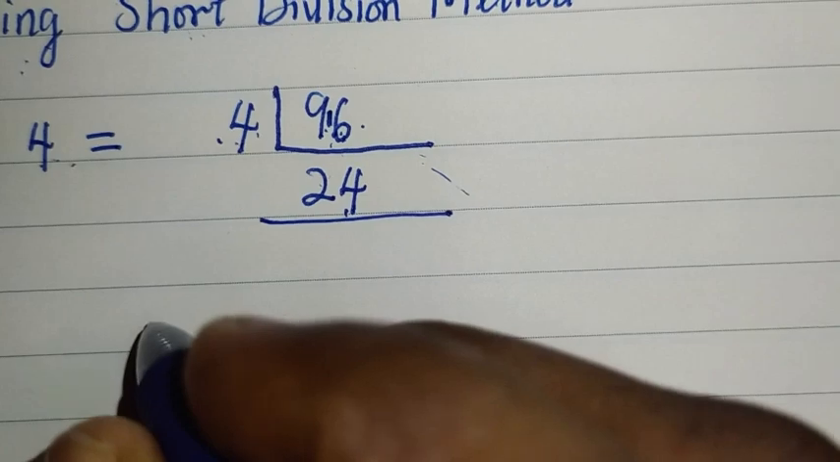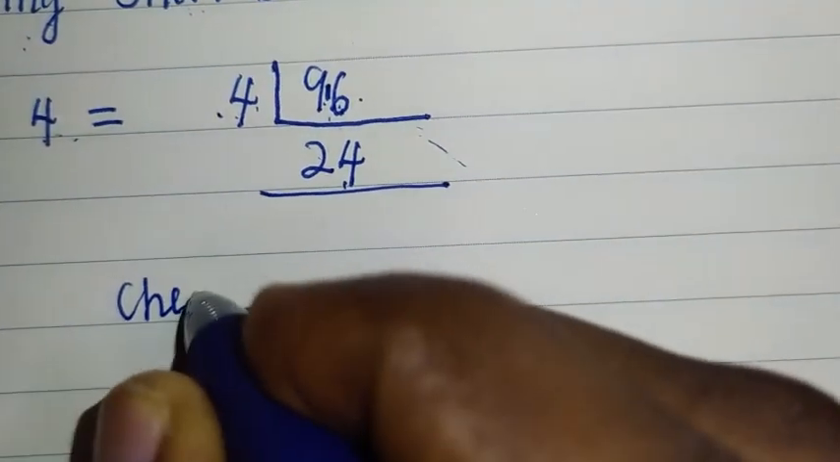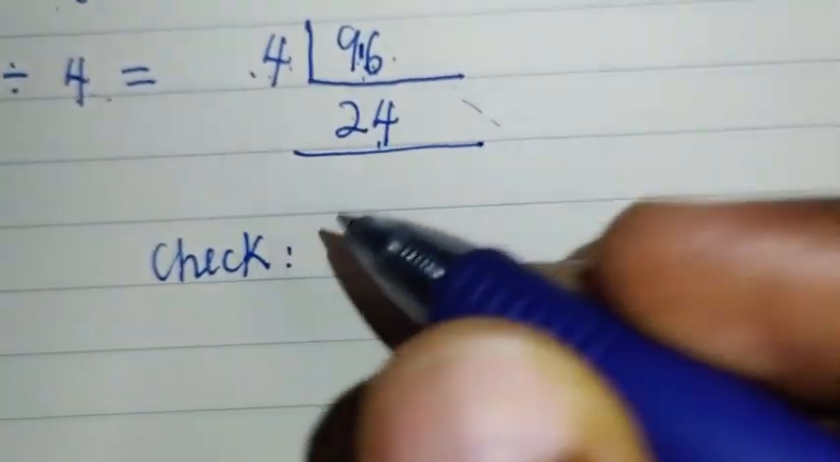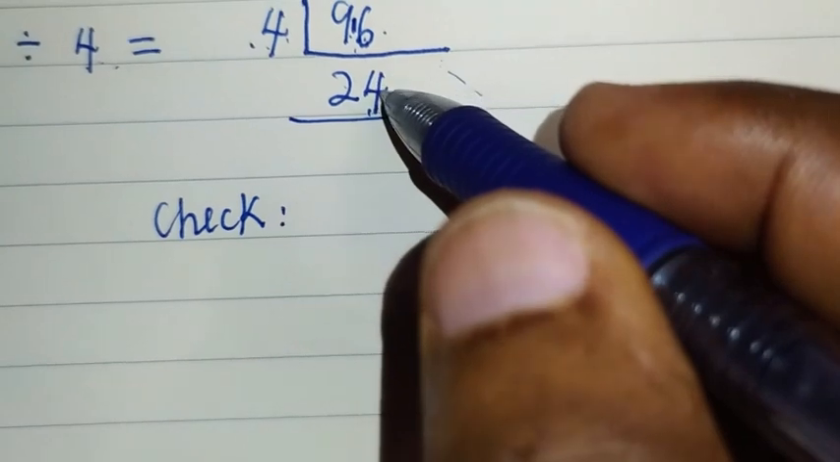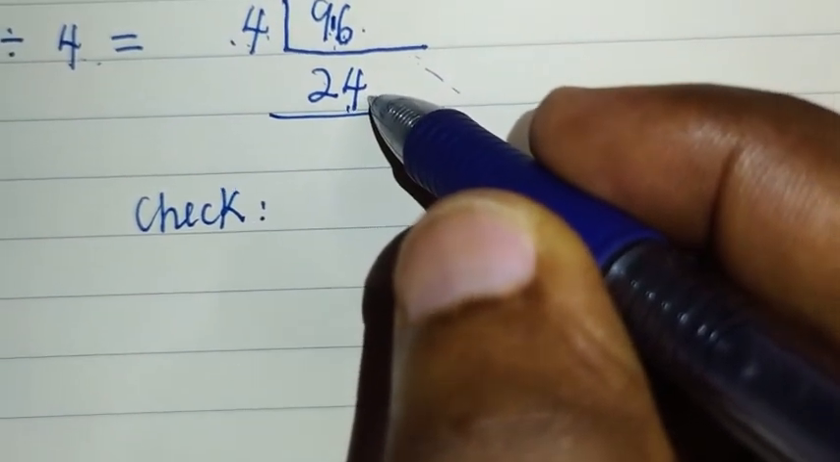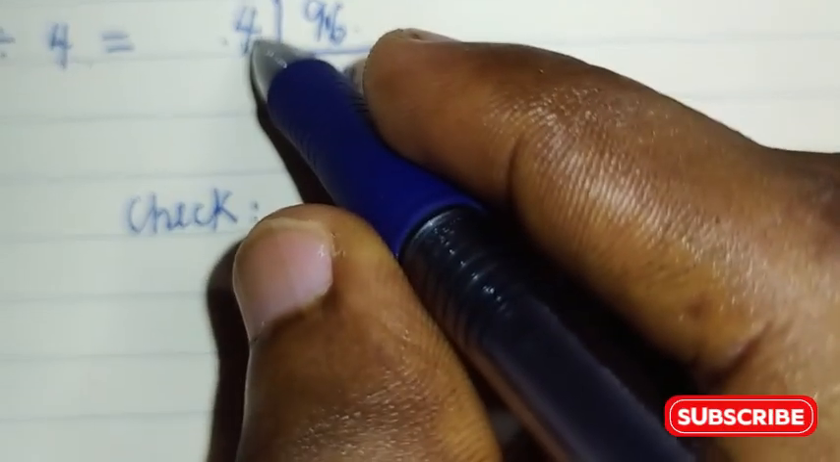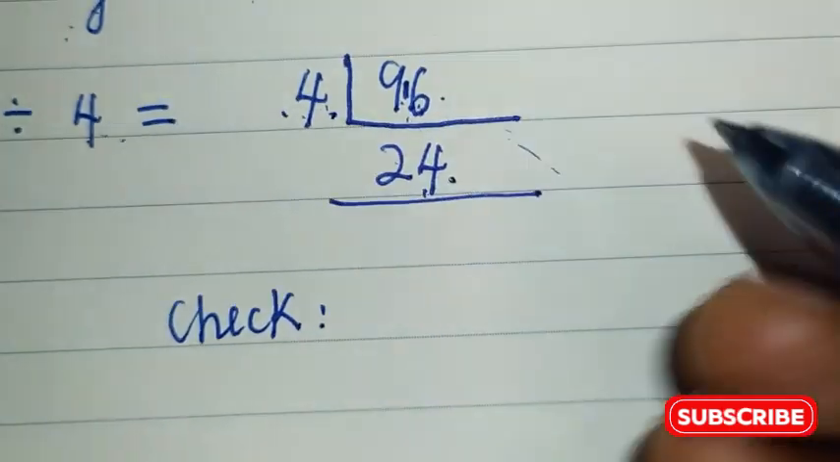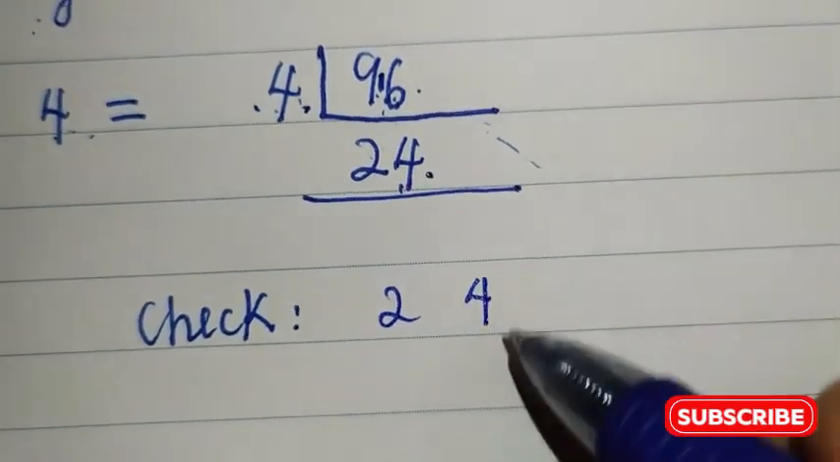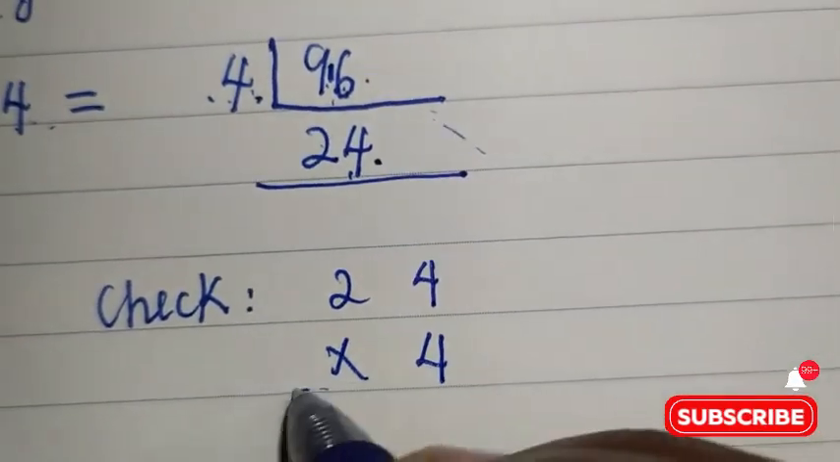Now, it is also important that you learn to check your answer. So to check your answer, you basically just multiply your answer here, which is your quotient, with your divisor, which is 4. So I'm going to say 24 multiplied by 4.